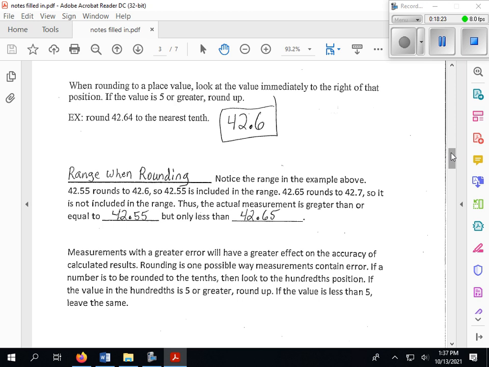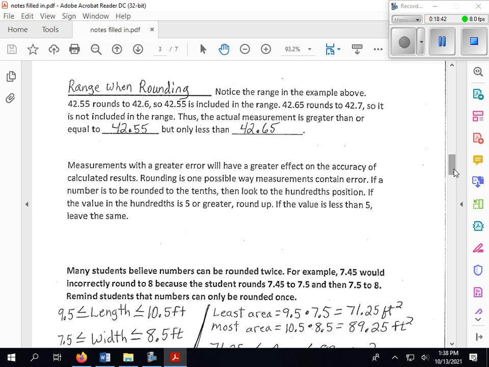And when I say cut it off, usually we have a decimal and that's where we're rounding stuff, right? So that's when we're cutting stuff off. That's when we're normally rounding. Range when rounding. This you got to listen to closely. Make sure you understand this because this is probably one of the most important things that we're doing today.